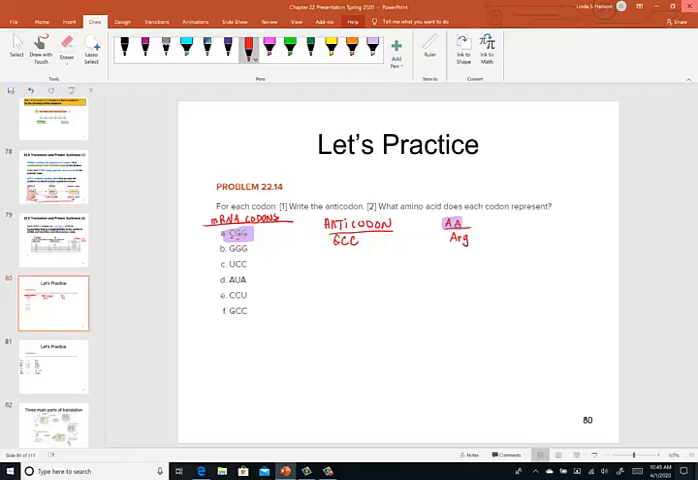I'm going to encourage you to pause the video and finish these examples on your own using that genetic code to find what is the amino acid being coded for from the codon and what would the sequence on the transfer RNA anticodon read. Pause, think time, come back.